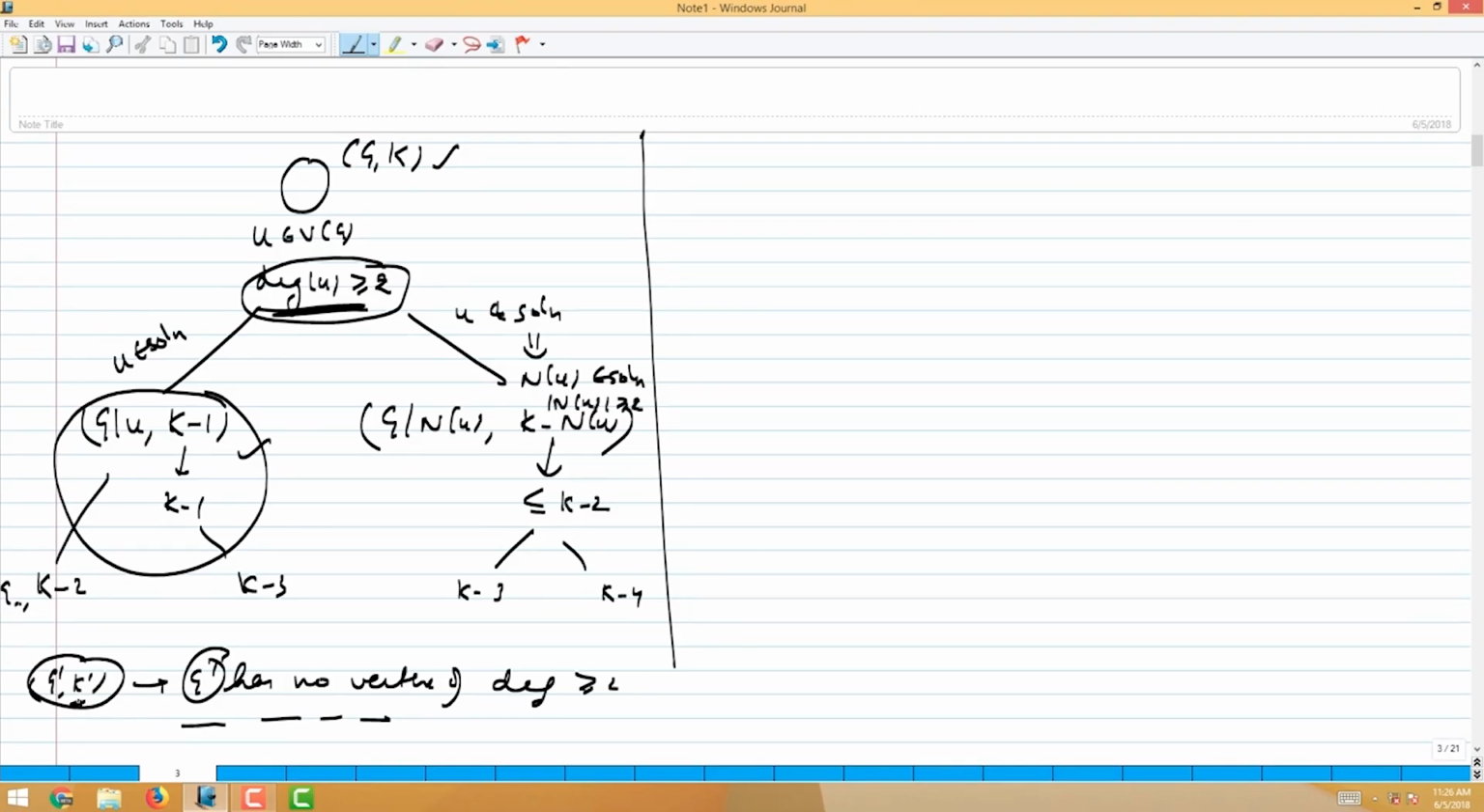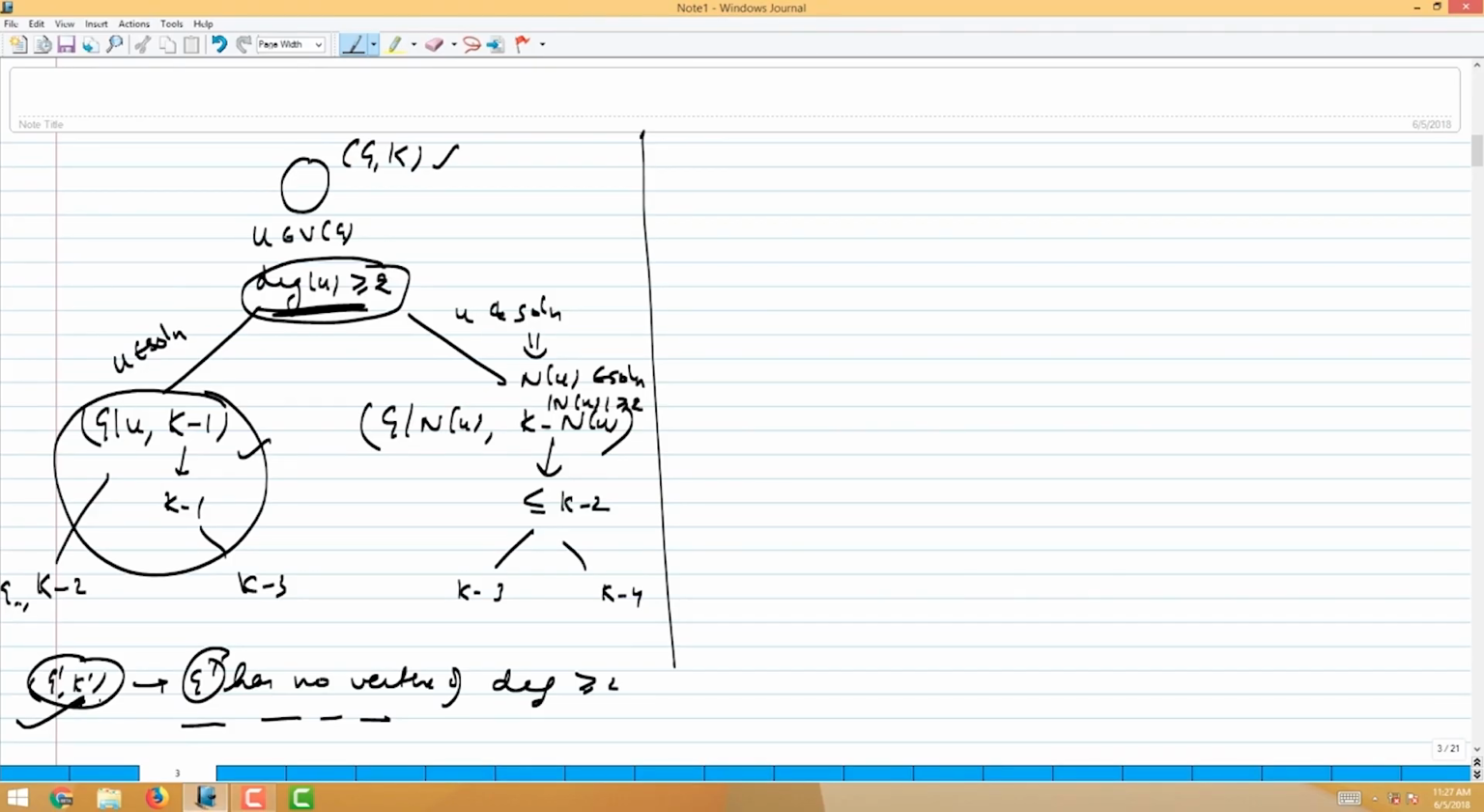k prime. This is equivalent to checking if the number of edges in this graph, because it's only a collection of disjoint edges, the number of edges in this graph is at most k prime. So you can do this in polynomial time and solve such instances of leaf. Again, this is a polynomial time procedure, some polynomial. So leaves are either of this kind, or again the leaves could be of this kind.